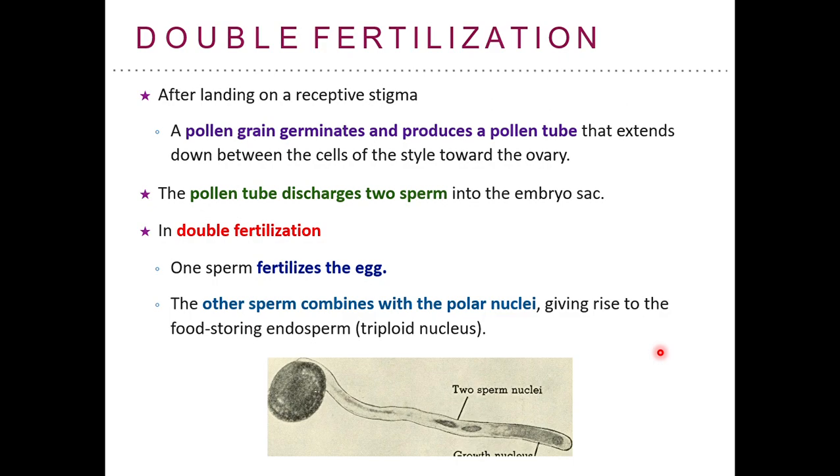For double fertilization, after landing on a receptive stigma, a pollen grain germinates and produces a pollen tube that extends down between the cells of the style towards the ovary. The pollen tube discharges 2 sperm into the embryo sac. In double fertilization, only 1 sperm fertilizes the egg. What happens to the other sperm? The other sperm combines with the polar nuclei, giving rise to the food-storing endosperm. This is with a triploid nucleus.